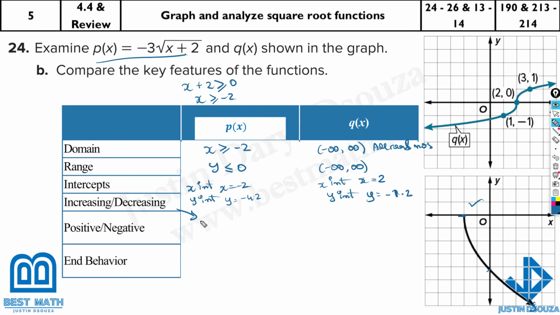And increasing and decreasing function. So I'm going to write this over here. What happens? Where is it increasing? No, it is decreasing. You can just tell it's decreasing. Okay, decreasing. This one is increasing. And then we have positive and negative over here. This is negative only. This is all negative function.